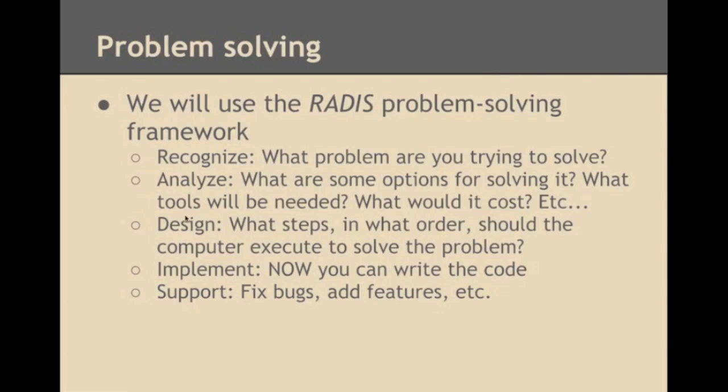You'll do some circling around here in the analyze and design phases. Maybe forget something, or change your mind, or get into a little implementation and decide that it's not really the way you wanted it, so you have to backtrack. But conceptually, these are the steps that we're going to use in order to solve problems. All of the examples that we do throughout the course will be based on this RADIS problem-solving framework. All right? So now we can move on and start writing some programs.